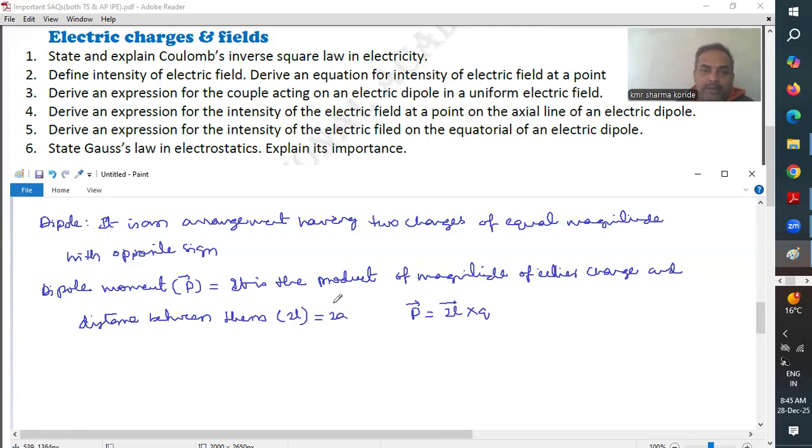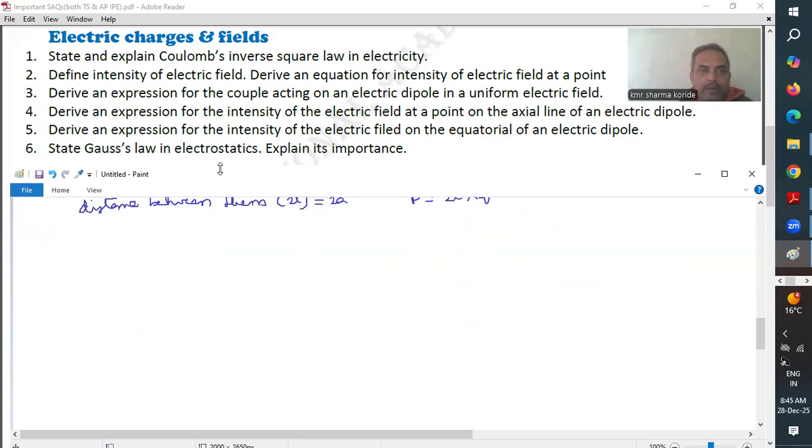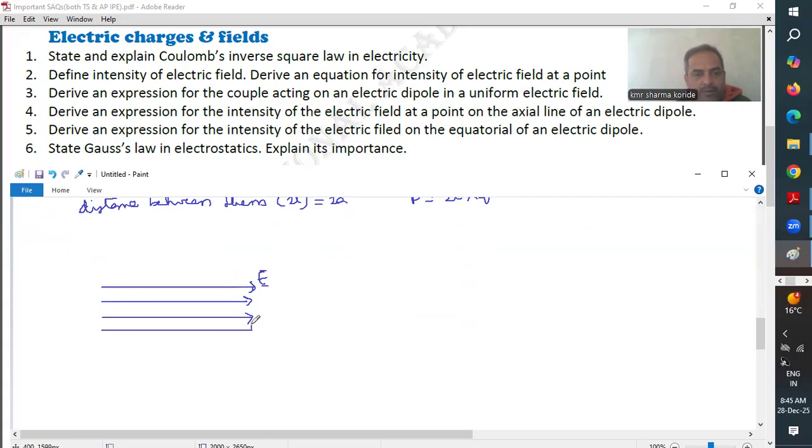Next, now let us continue the answer. Derive an expression for the couple acting on the dipole placed in a uniform electric field. So uniform electric field means what? Field lines are parallel to each other. These are all the lines of force. The tangent drawn at any point on the field line represents the direction of electric field at that point. So this is how you need to draw electric field lines, parallel to each other.